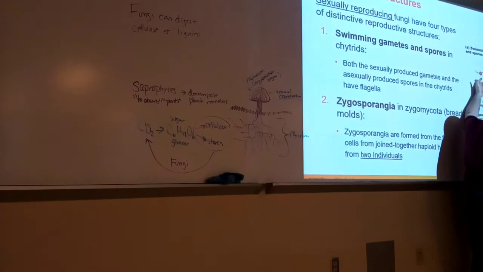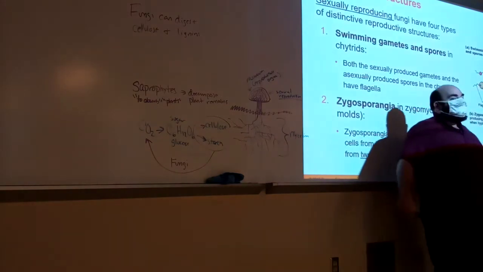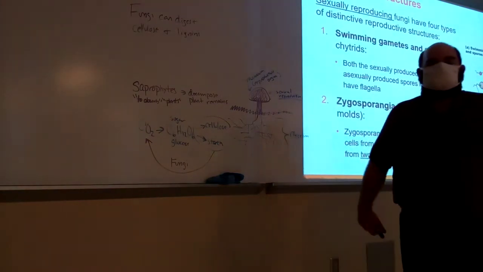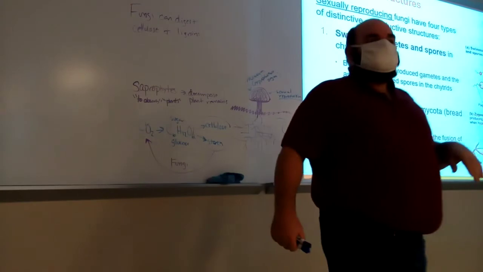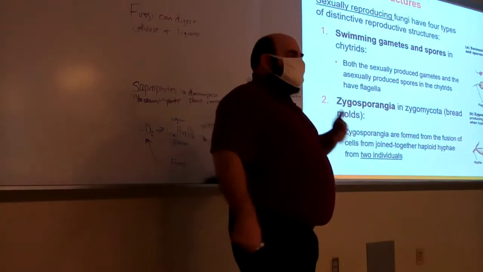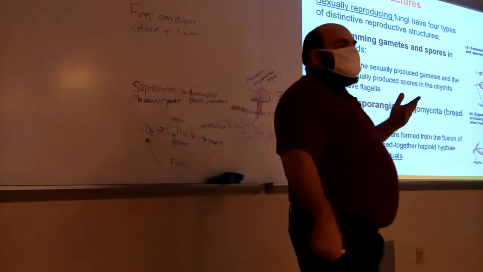So in this case, they actually do have sperm and eggs that swim, and they even have swimming spores. Like I said, they're aquatic. Okay? So they're the only group that does this. The rest of our fungi do not reproduce in this way. The rest of them actually have specific sexual structures that produce spores.